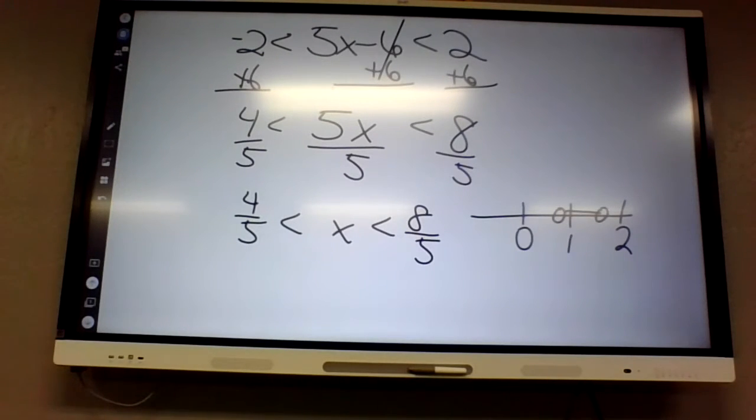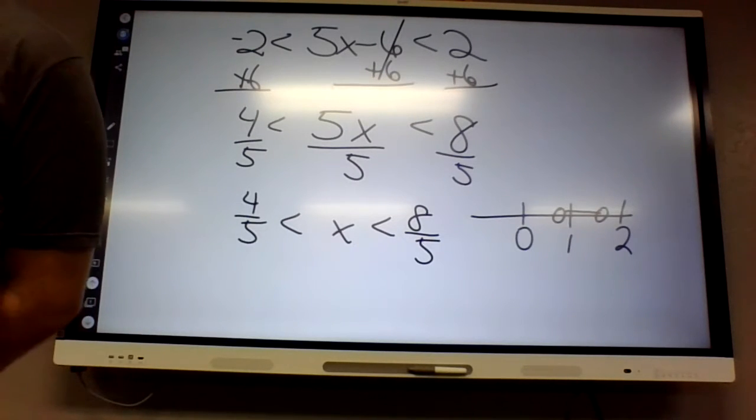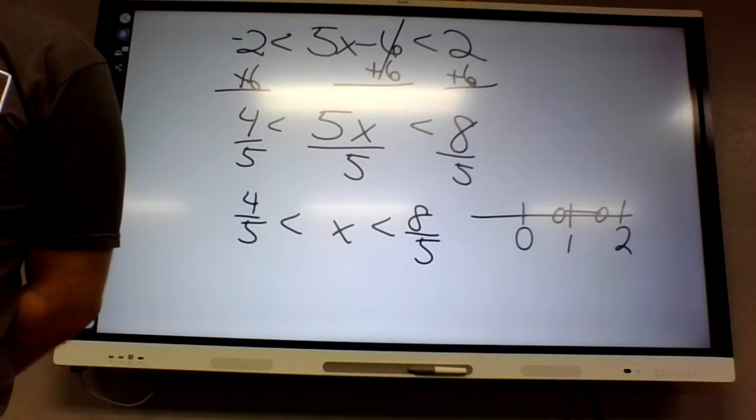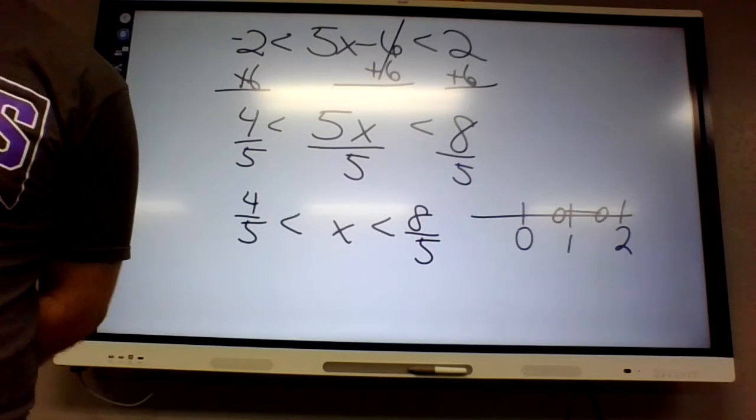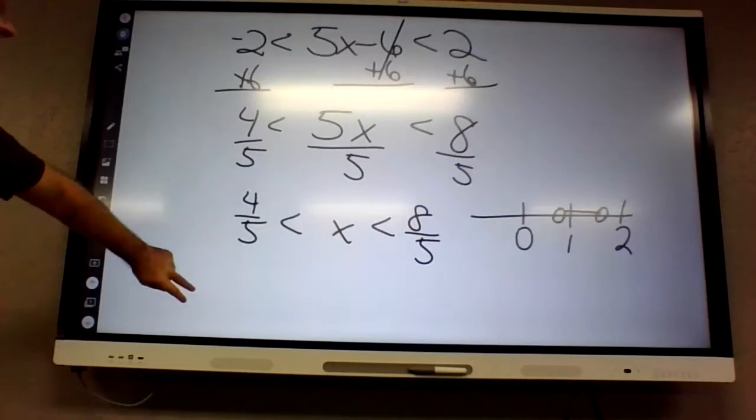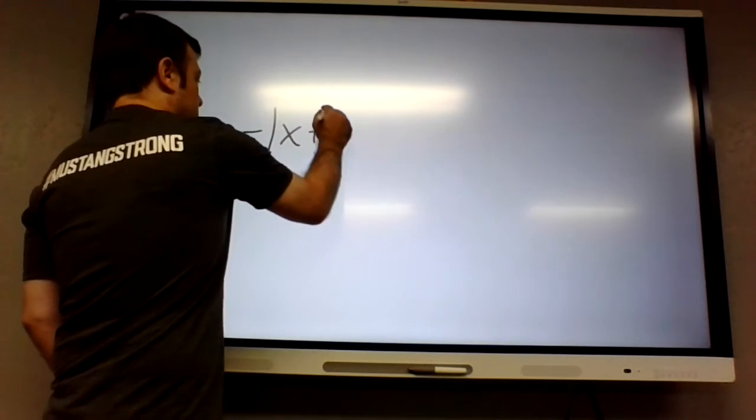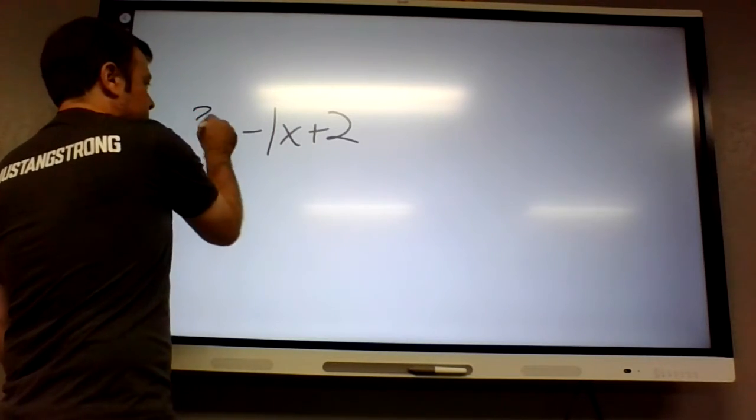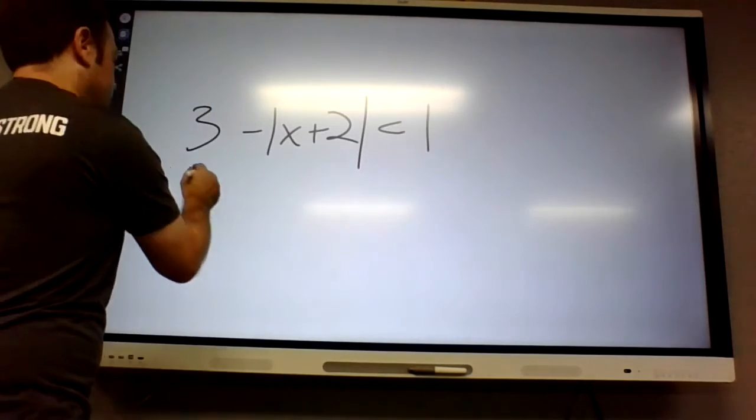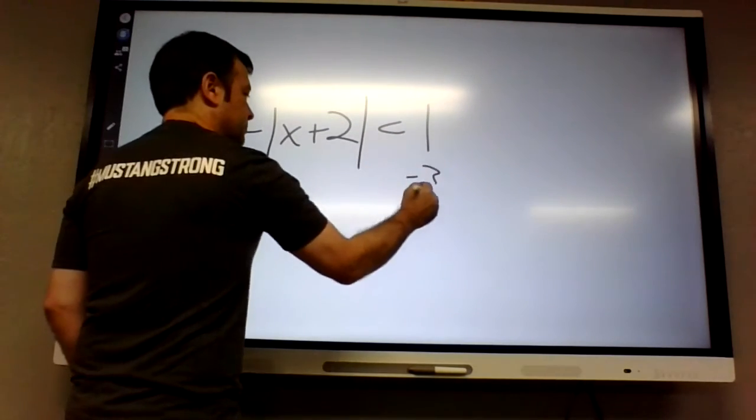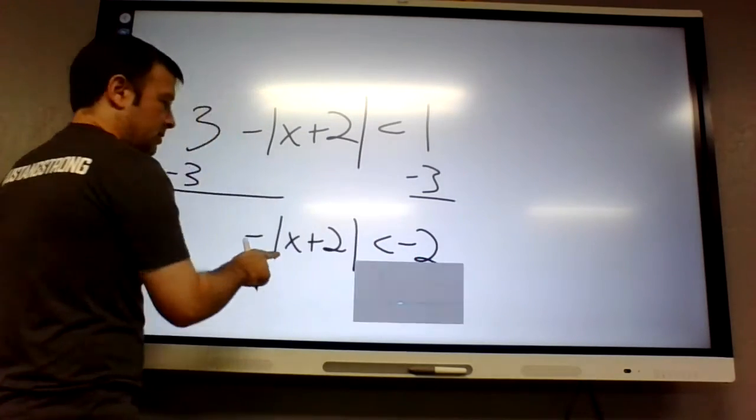On 38, there's a 3 minus the absolute value of x plus 2. All right, what do you guys think we should do first on 38? Minus 3. What about that negative? So you subtract 3. What about this negative?